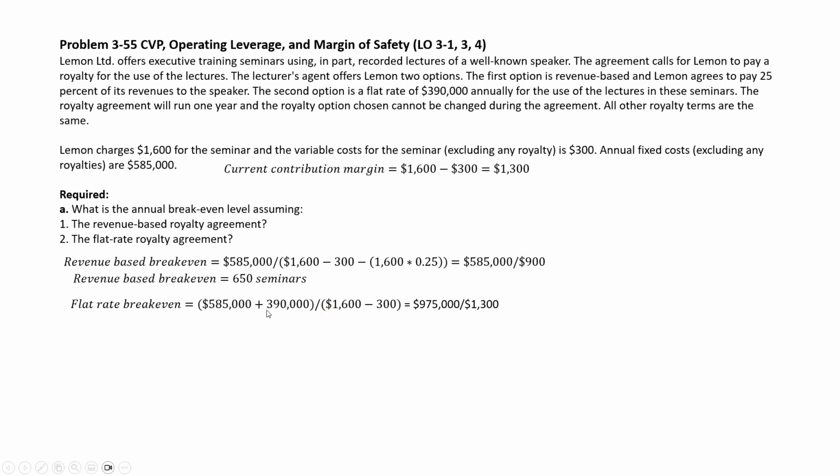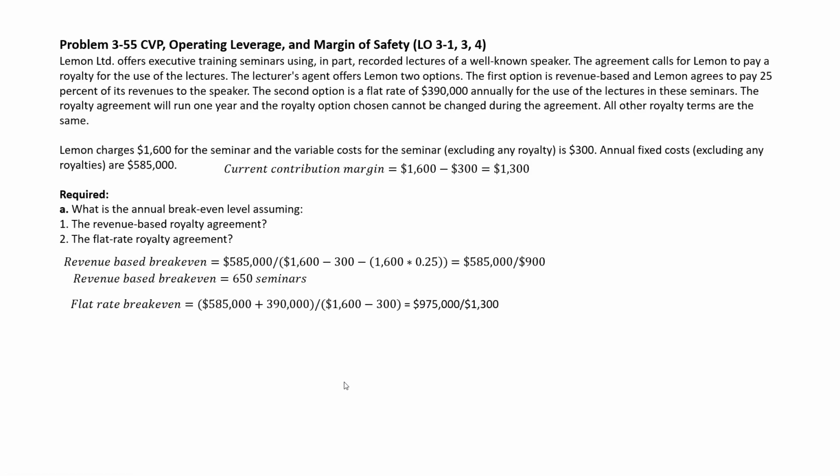What's going to change? Well, the fixed cost is going to change. We're going to start with the 585,000 that's there irrespective, plus we need to add the additional flat rate of 390,000, bringing up our fixed cost to 975,000. Again, divide it by the original 1,300 in contribution margin because under this arrangement, we're not paying the additional 25%. And I'll let you make that calculation of what the number of seminars would be under the flat rate break even.